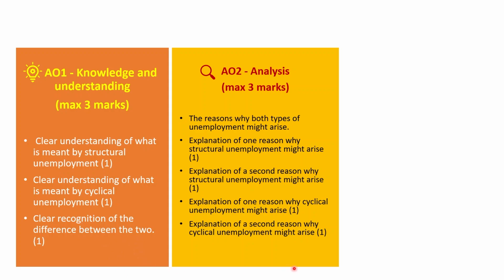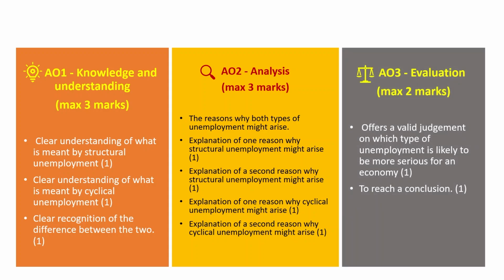So now we talk about cyclical unemployment, which occurs because of economic downturns such as recessions, where overall demand for goods and services drops. And the characteristic is that it's temporary and it varies with the business cycle. It recovers as the economy improves. So you are using these two assessment objectives here to compare structural unemployment and cyclical unemployment.